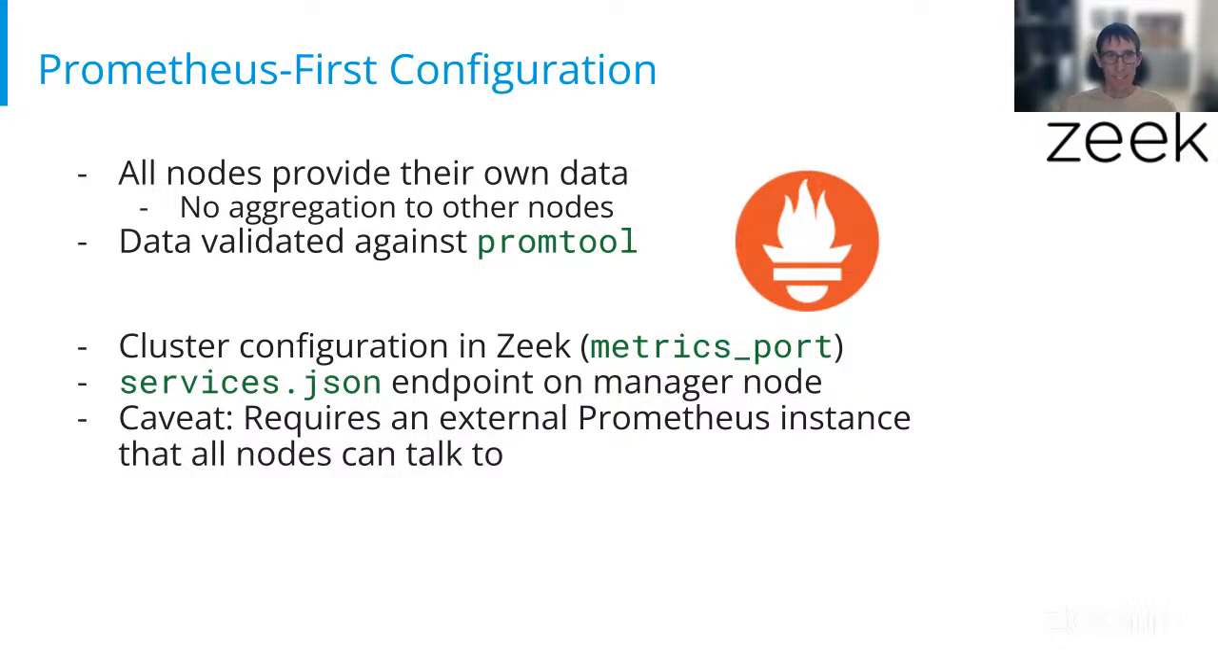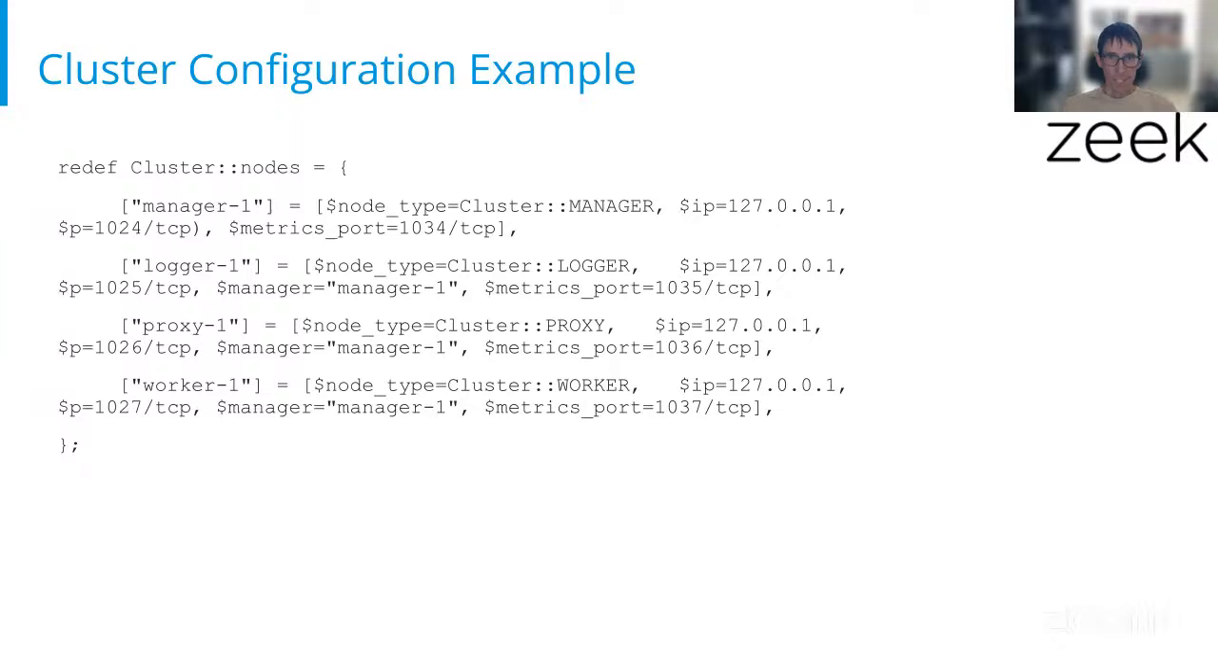Caveat here in all of this is that it now requires that your external Prometheus instance can talk to all of your nodes. This might be a little different than before, where you only had to talk to the manager. Now all of your workers and loggers and everything need to be exposed in some way to Prometheus. I'm sorry, you're going to have to go talk to your network operations people. They'll get over it.